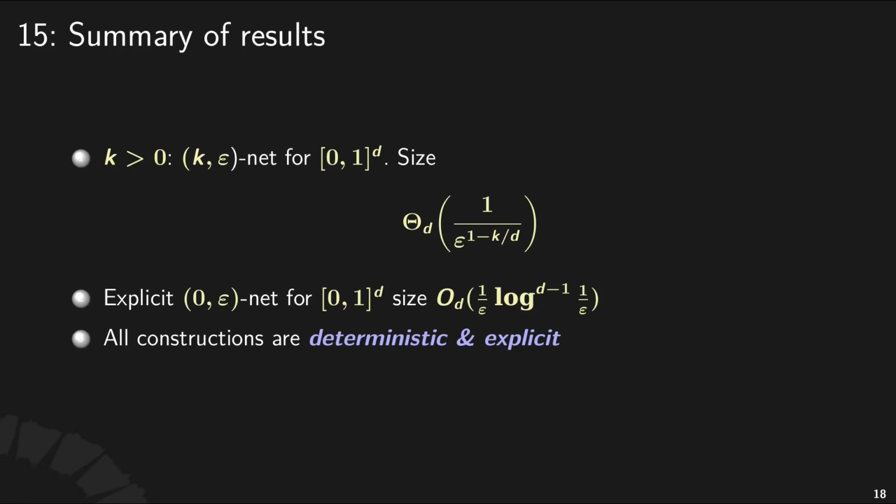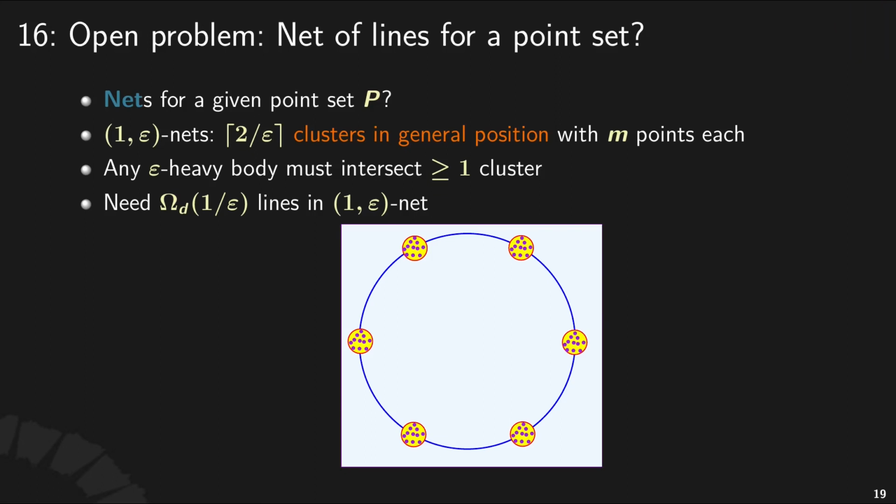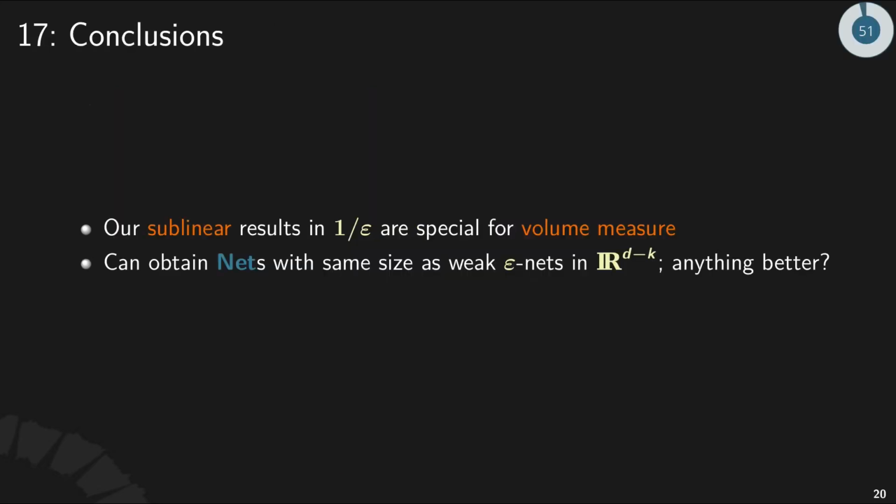And there are a lot of natural open problems for further research. For example, what about using lines for a point set? It's easy to show that already in the plane, if you just have 1 over epsilon clusters, then a line can stab only 2 of the clusters. So you need really 1 over epsilon lines. So in the plane, it's not very interesting, but in 3 dimensions already, I don't know anything better than essentially 1 over epsilon to the 3/2. So it would already be interesting to do something there.